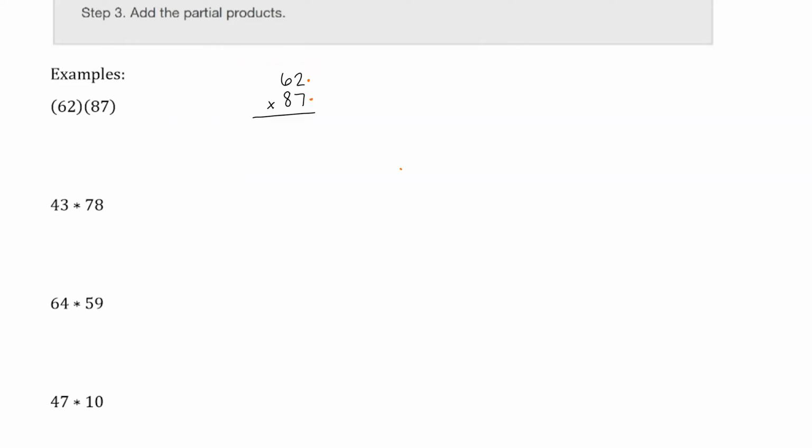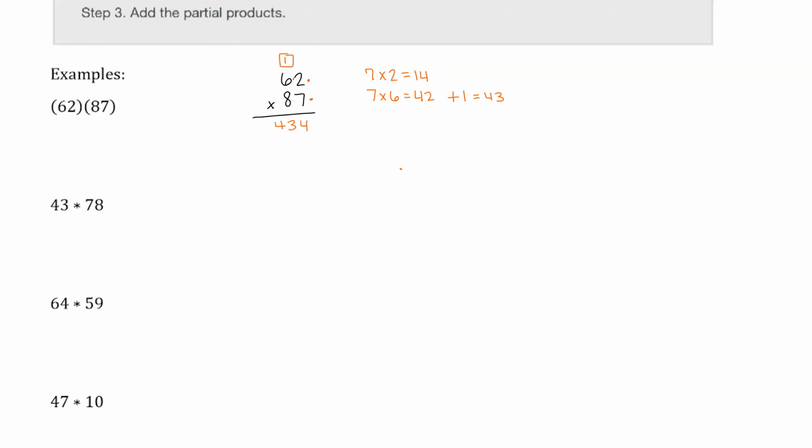7 times 2 makes 14. So the 4 comes down and the 1 goes up. Now we'll do 7 times 6. 7 times 6 is 42, but we had this 1 that we brought up top, so we have to add that, which gives us 43. So if we were doing 62 times 7, we would get 434. But we weren't. We were doing 62 times 87.